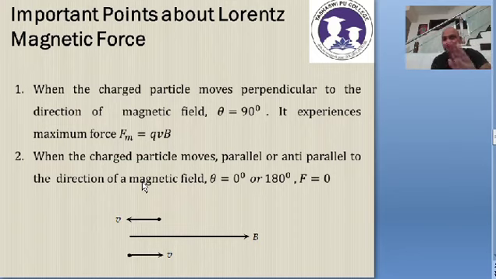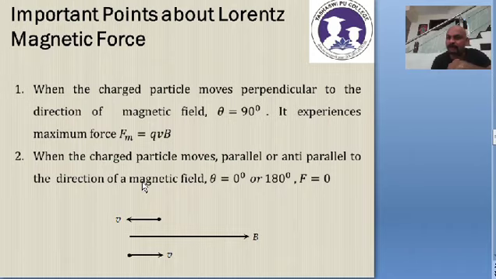So remember, if a charge is moving perpendicular to the magnetic field, it will experience the maximum magnetic force, and that is given by QVB. If the charge is moving parallel or anti-parallel to the magnetic field, theta becomes 0 or 180, and therefore it will experience zero force.